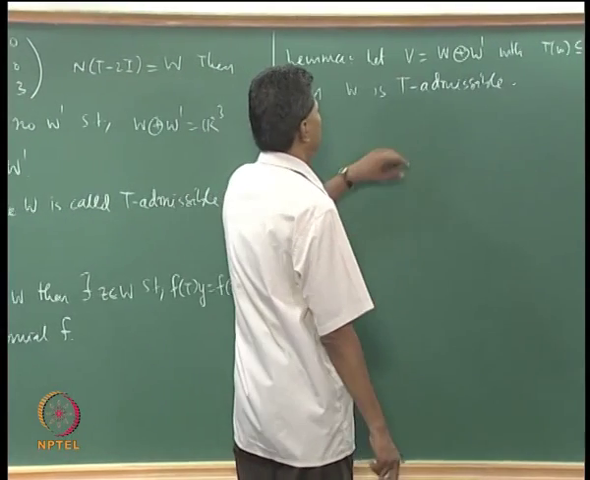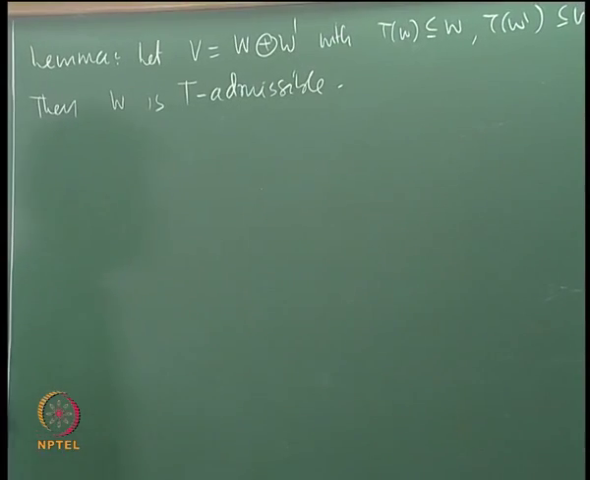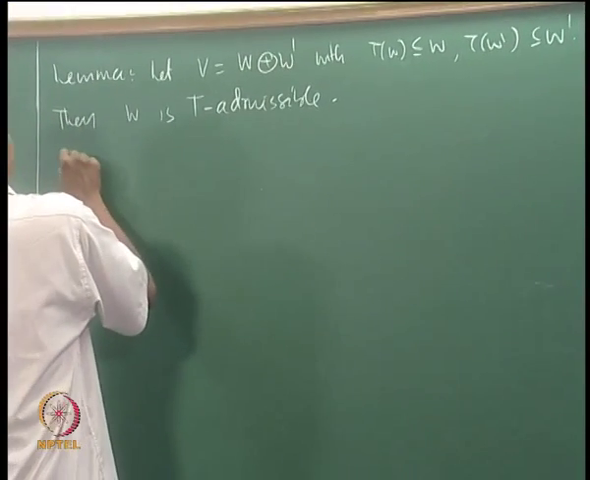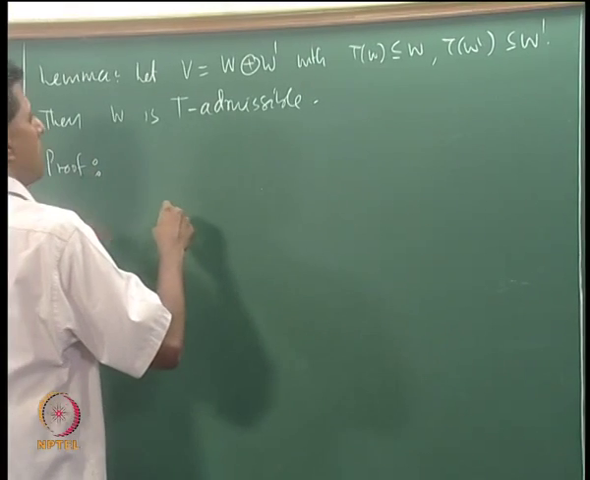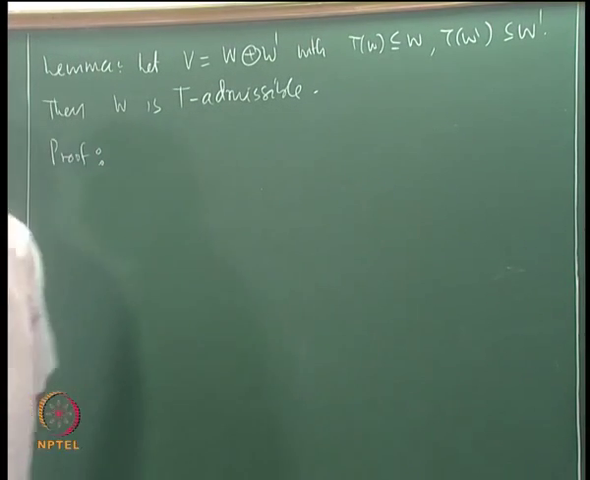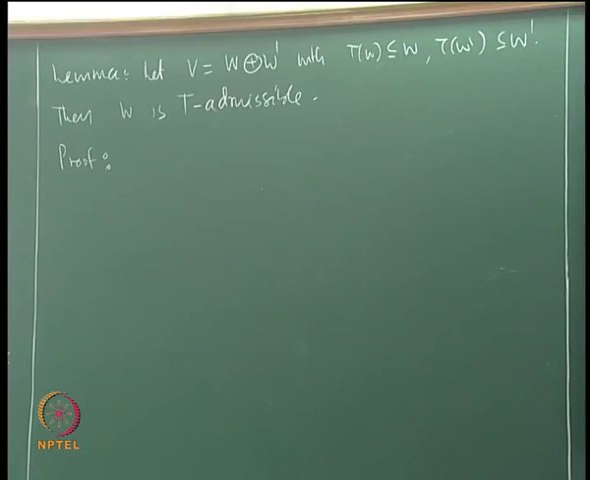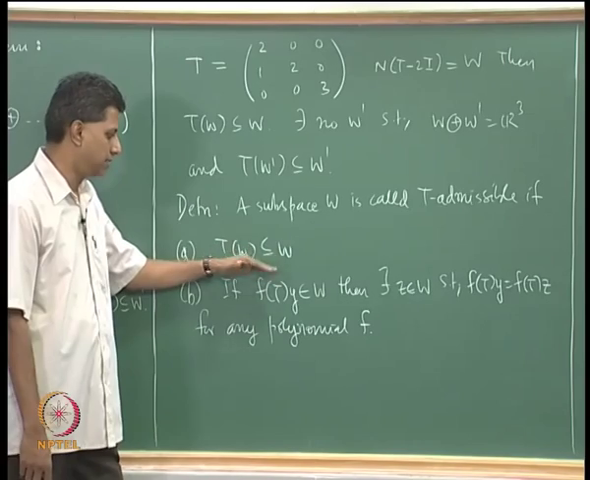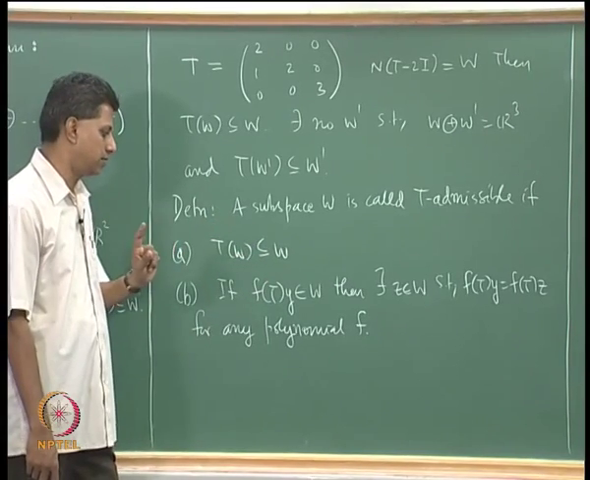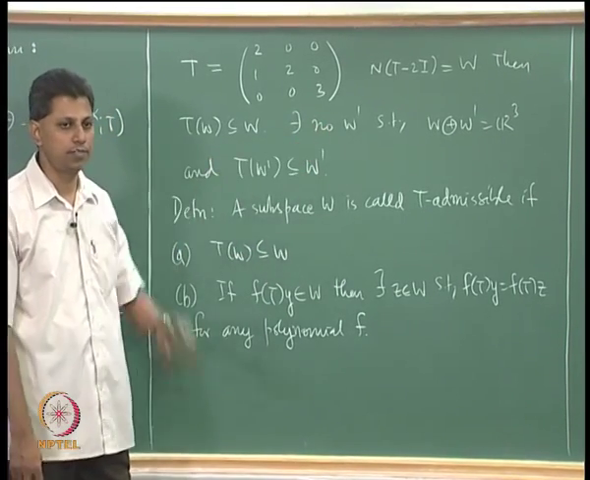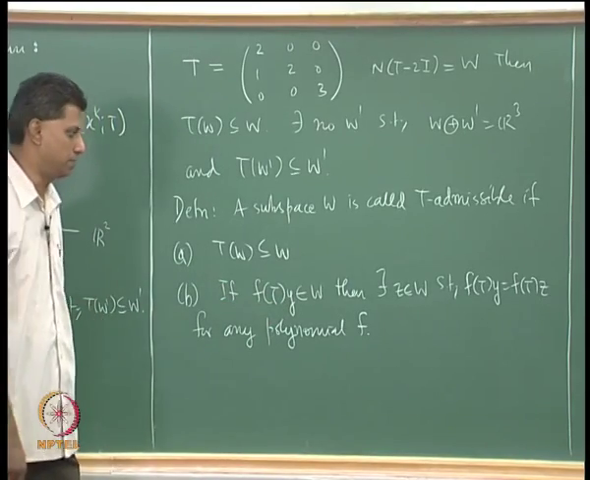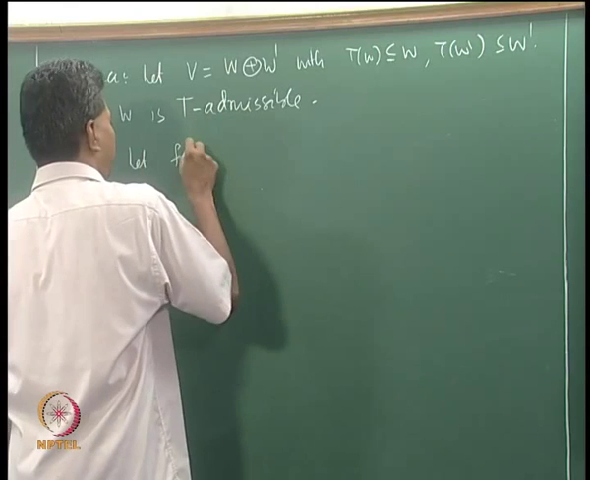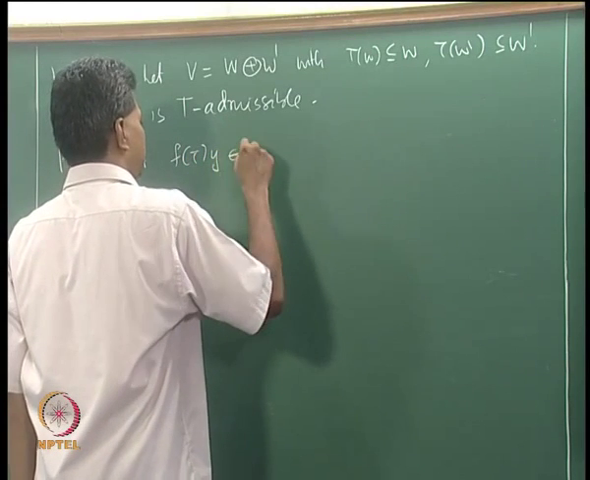What is the converse? It is the question that I asked you to begin with. How does this follow? This is very easy. Let me prove this quickly. I want to show that this condition is satisfied by W. I want to show that W is T admissible. These conditions do not involve W prime. So let me start with f(T)y.